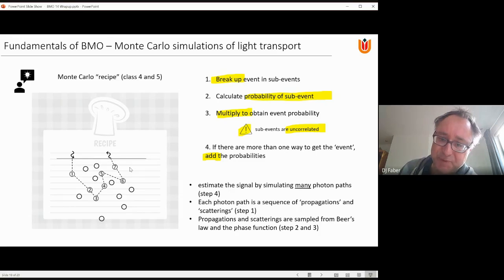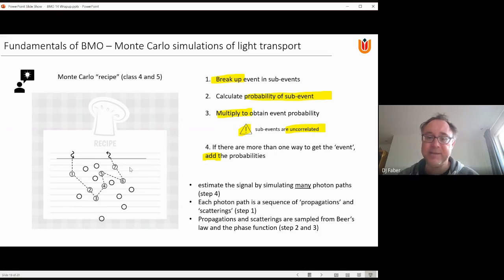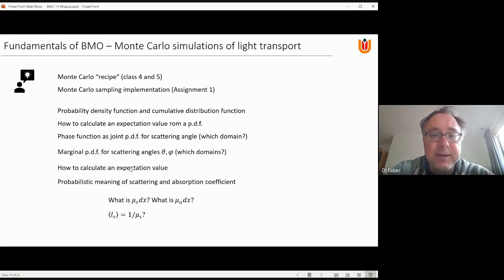So in terms of Monte Carlo simulations, that is then as follows: you simulate as many photon paths as you can, as your computer allows. Each of these paths is assigned a probability, and that probability is calculated by splitting each path in a sequence of propagations and scatterings. And then the propagations can be sampled using Lambert-Beer's law, step sizes, and then the scatterings, so the directions can be sampled from the phase function. That was part 2 and 3, but you did that in the assignment. So that is then the implementation assignment number 1.